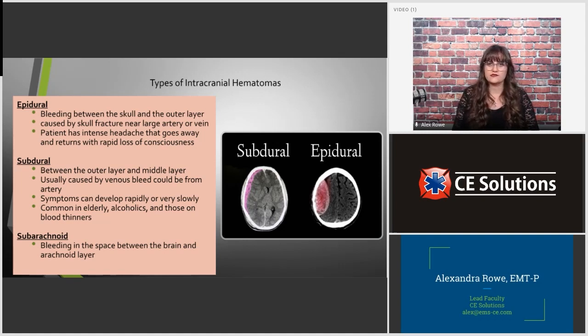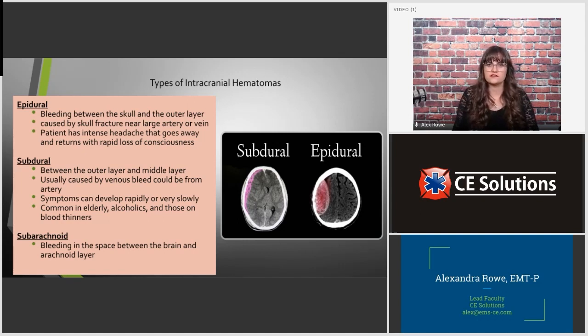An epidural bleed is above the dura mater, between the skull and the outer layer. The outer layer is that dura mater. Usually it's caused by a skull fracture, and can be near a large artery or vein. It doesn't necessarily have to be just an artery; it can be both an artery or vein. Usually these patients have an intense headache with rapid onset, but when it goes away, it returns with rapid loss of consciousness.